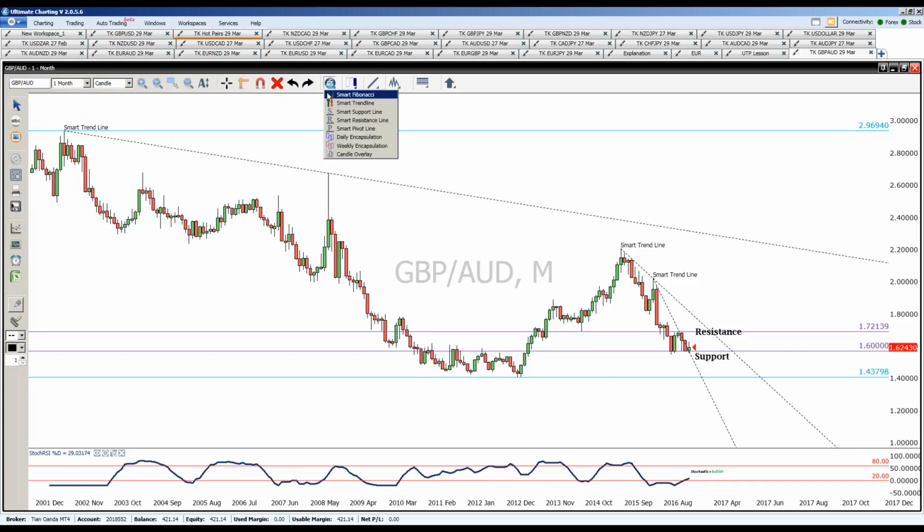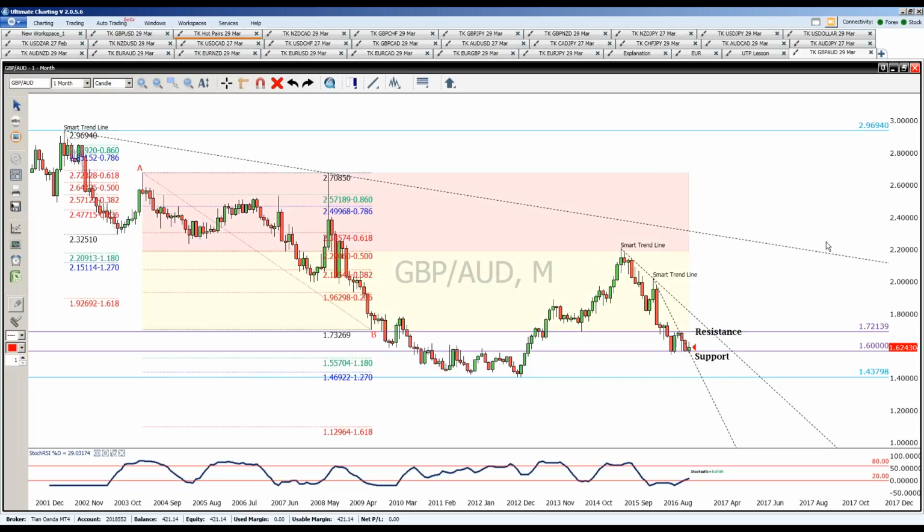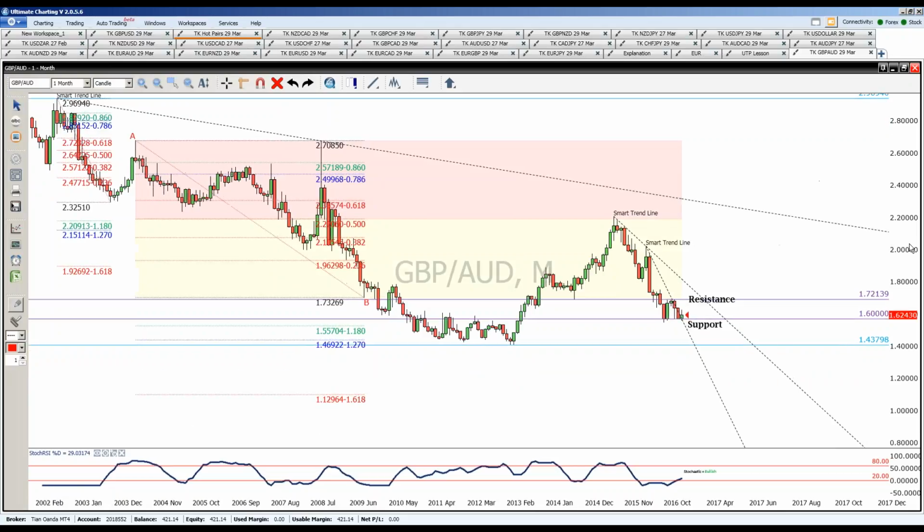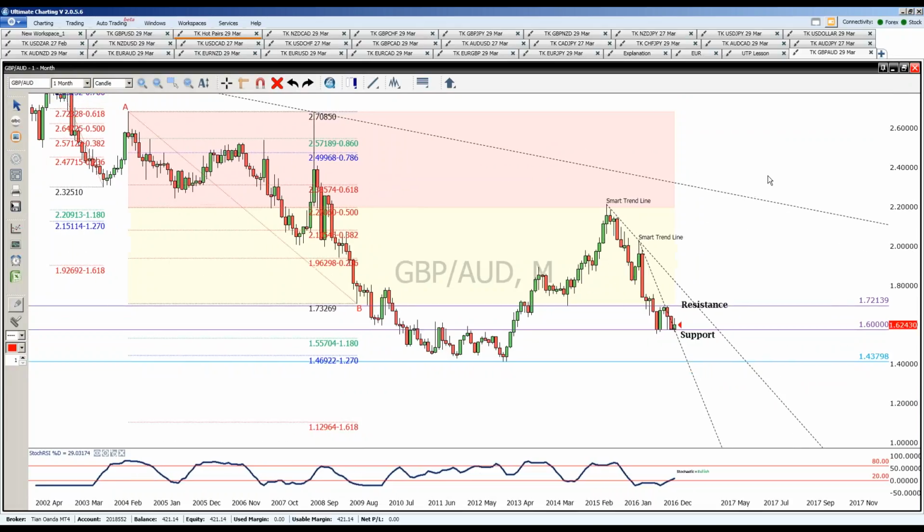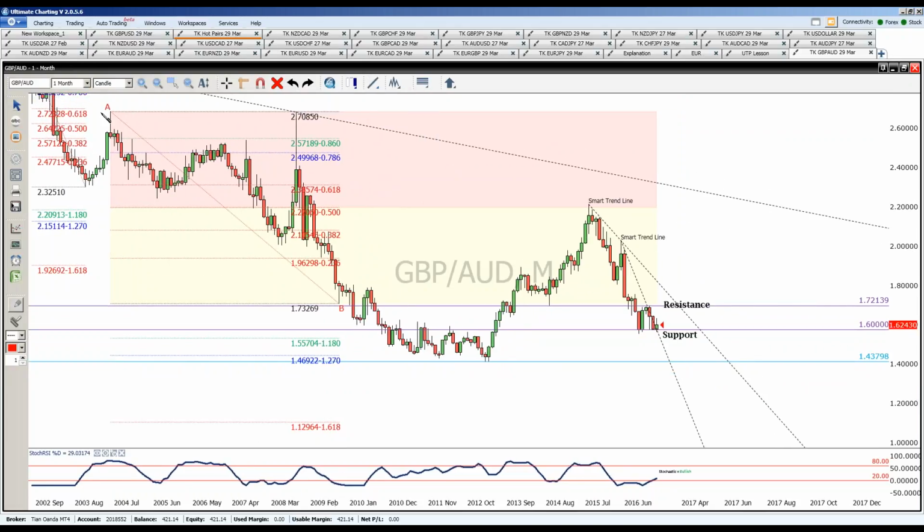So let's have a look at the Fibonacci's. So there's the down capital AB boundary on the monthly. Now on the monthly chart, we can see that we have an A at 2.7085. We have a B at 1.7326. And then the market retraced to the 50 retracement level. And that gave us our C high over there.